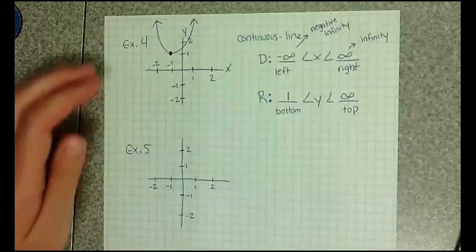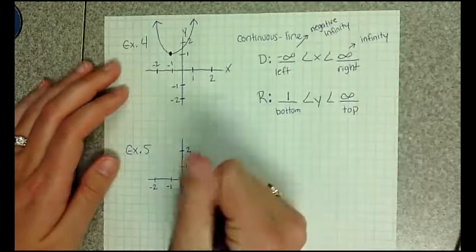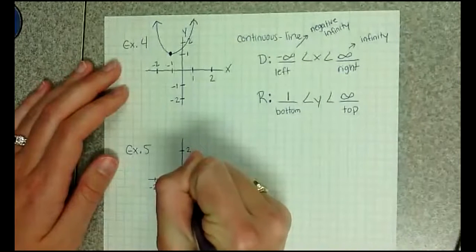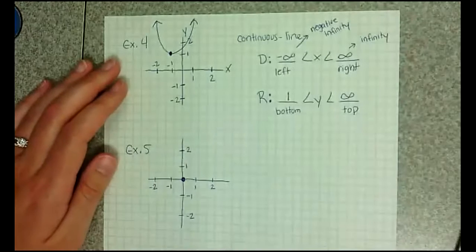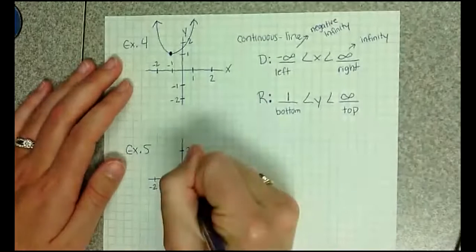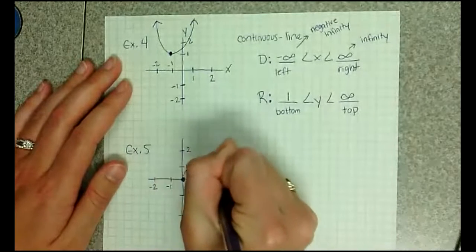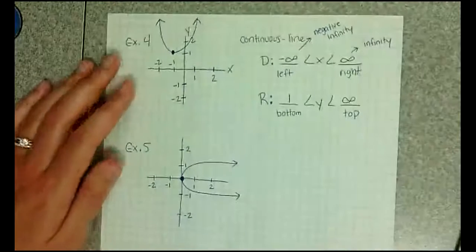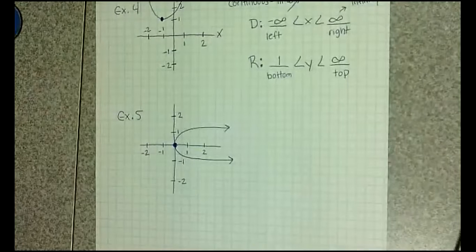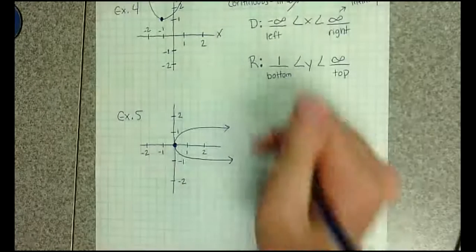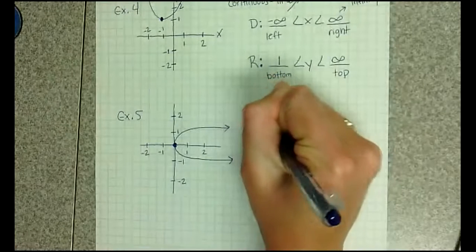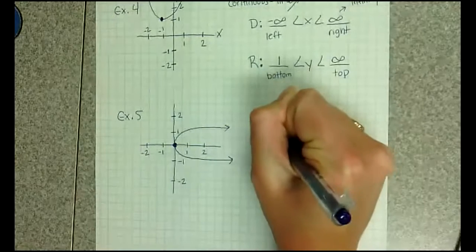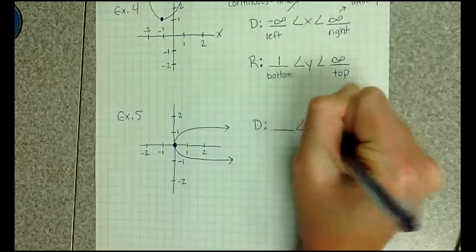Cool. Okay. So this graph, we're going to put a point at (0, 0). And then we're going to draw a curved line going this way and going this way. I want you guys to try to find the domain for me. What's going on in here?